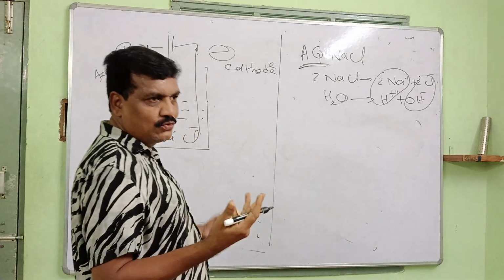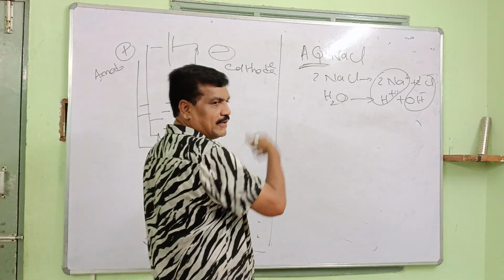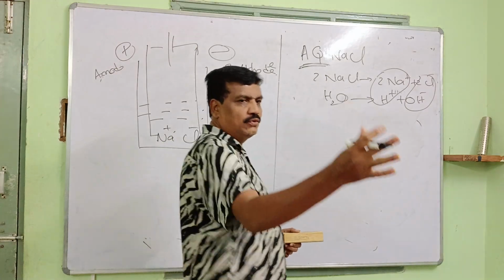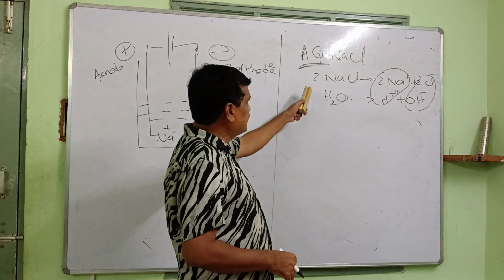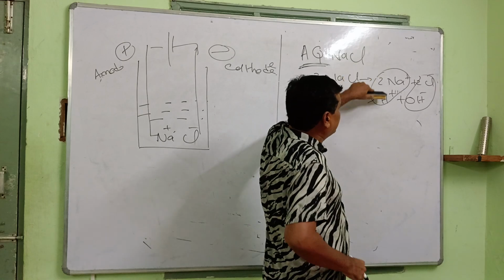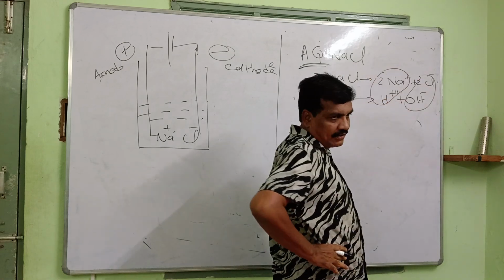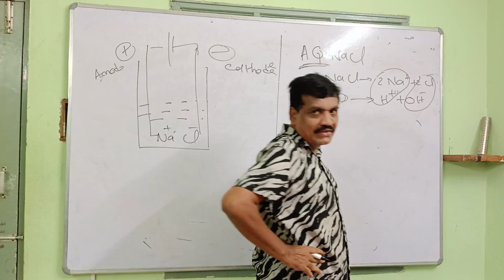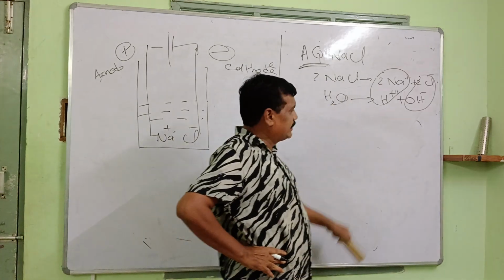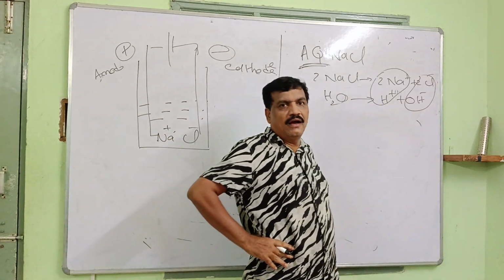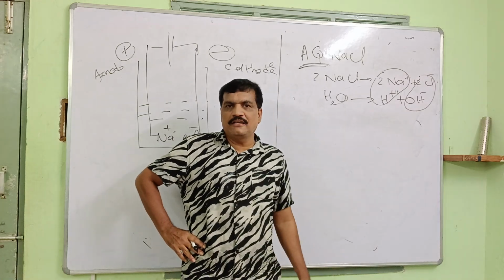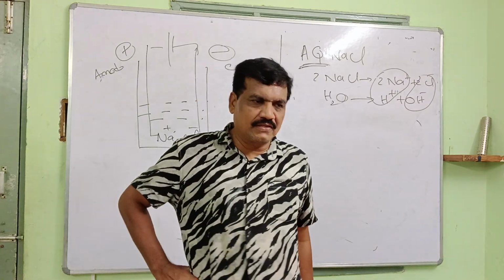But for fused NaCl, there is no such requirement. Only two ions are there, Na+ and Cl-, so when sodium deposits at the cathode, nothing evolves. But in this type of salt, we have a doubt: two cations are there, two anions are there. So what is the discharge preferential theory? If you take both cation and anion, an ion having the lowest discharge potential will be deposited first.